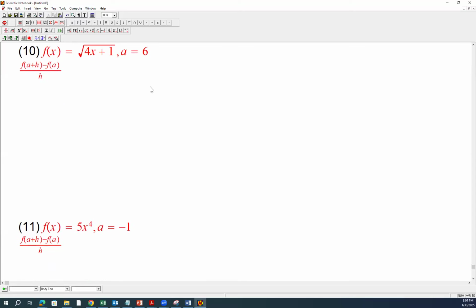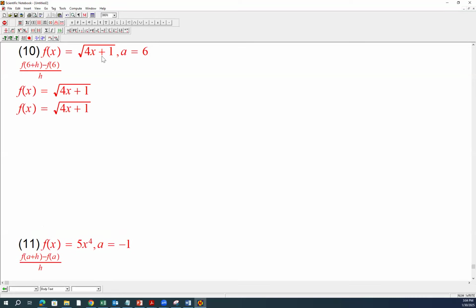Okay, so we see a variety of types. Polynomial, rational, roots, right? Number 10, we have 6 as the value for a. So we're gonna work with our functions. So when x equals 6, every x is replaced by 6. And that's root 24 plus 1, that's 25. Root 25 is a positive 5.